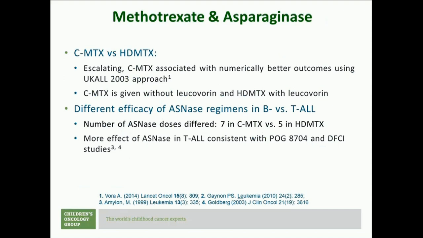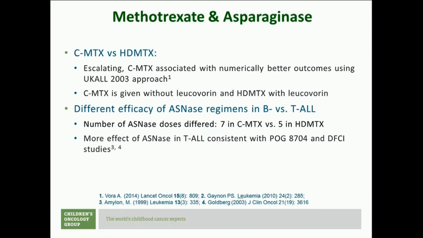So our colleagues across the pond in the UK had looked at that, and they had seen that escalating Capizzi methotrexate was associated with numerically better outcomes using that approach, where Capizzi methotrexate is given without leucovorin and high-dose methotrexate is given with leucovorin. So perhaps there is an advantage to not giving leucovorin at all, which you can't do with high-dose methotrexate. It allows you to have a longer time under the curve to attack those blasts. Okay, you don't rescue the blasts by giving them leucovorin.